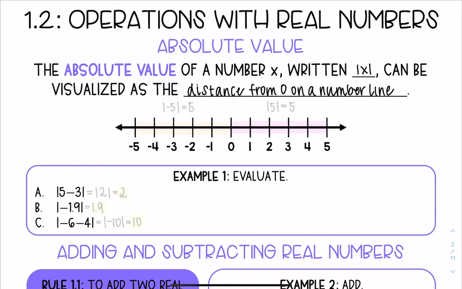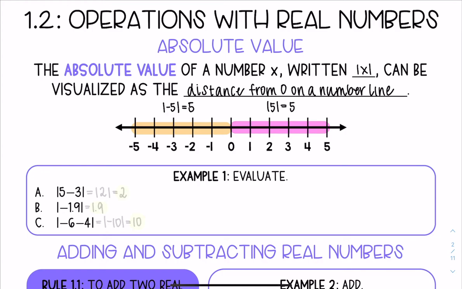So if we talk about the absolute value of -5, we can see that there are 5 units from -5 to 0. So the absolute value of -5 is 5. Same thing goes for the absolute value of 5. There are 5 units from 5 to 0. So the absolute value of +5 is still 5.